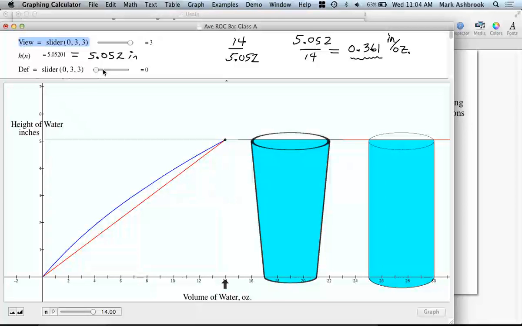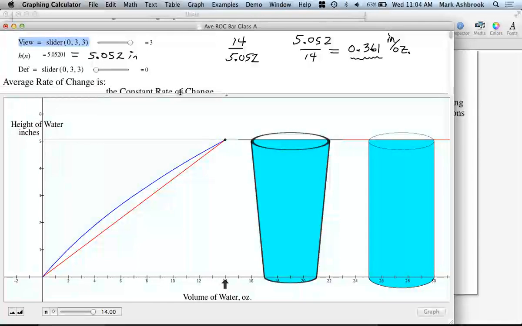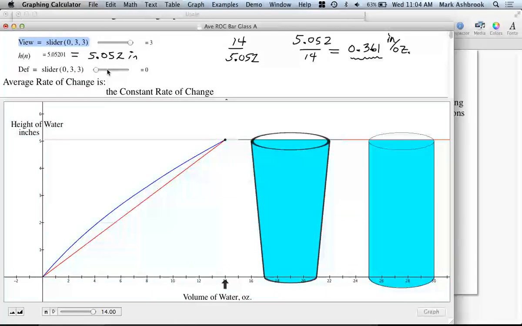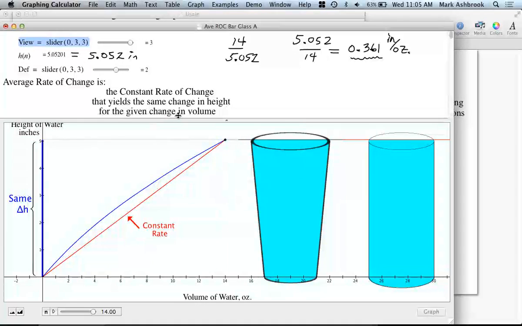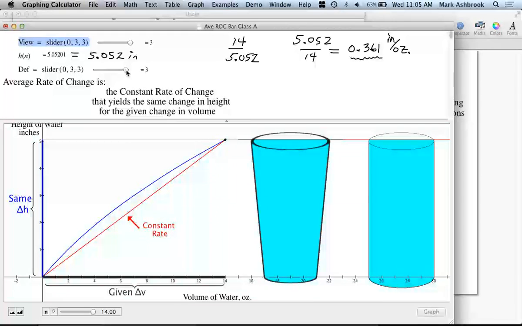So what is the average rate of change? It's the constant rate of change, right? Which constant rate is it? It yields the same change in height. In this case, 5.052. For what? For the given, whatever the given change in volume is. So the average rate of change is the constant rate that yields the same change in height for the given change in volume.